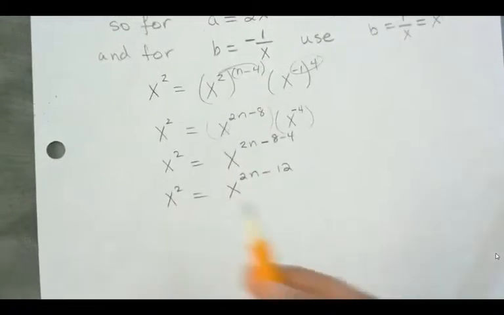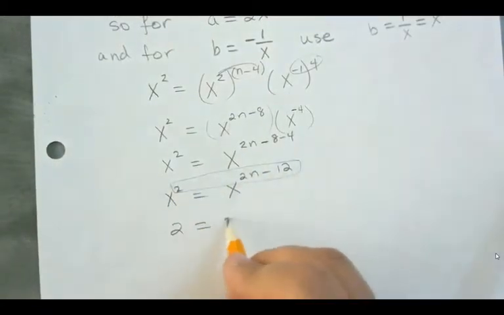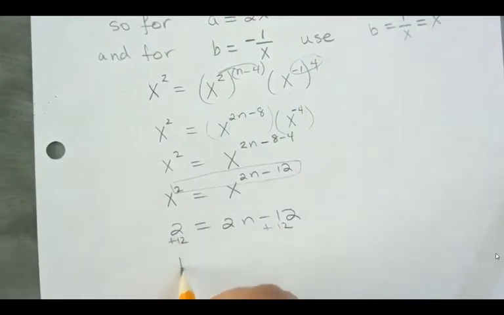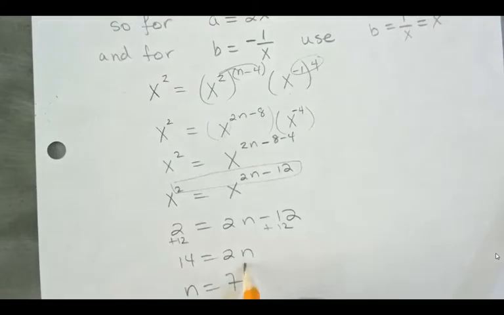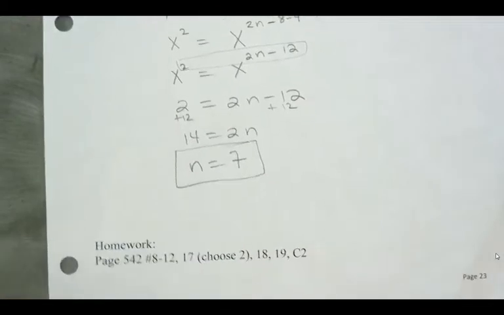Drop the bases, and we end up with 2 equals 2n minus 12. And solve for n. Add 12. 14 equals 2n. n is equal to 7. And there you have it. We're done. There's your homework.